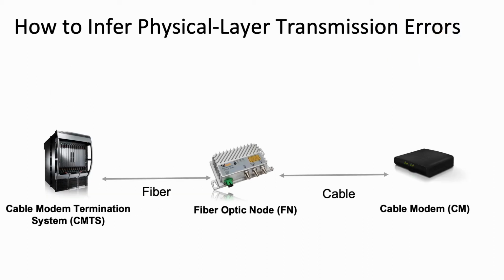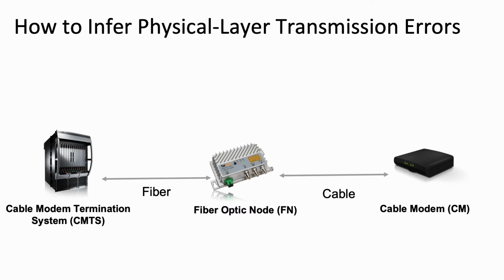This work measures the physical layer transmission errors from cable networks, which is shown in this figure. The signal sent by the cable modem, or CM, will first arrive at a fiber optic node, or FN in short. Then the FN will communicate with the cable modem termination system, or CMTS, using fiber.